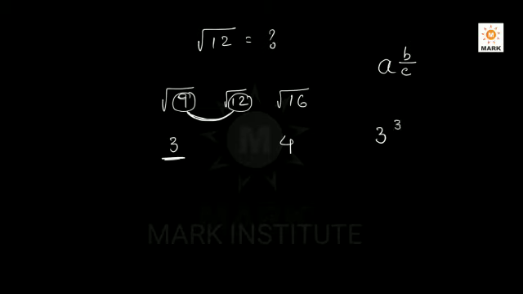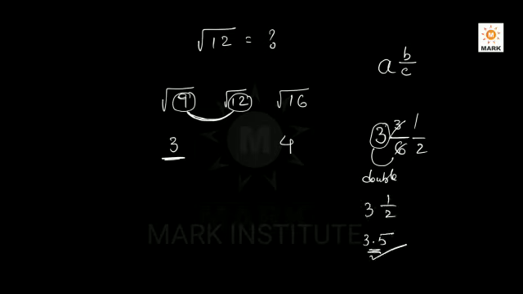Now what is the number you have to write in the place of c, that means the denominator part? Whatever whole number you have taken, write the double of this number. Double of 3 is 6. So 3 by 6, and 3 by 6 can also be written as 1 by 2, so 3 1 by 2. The approximate square root of 12 is 3.5. Now we will go with one more example, so you will understand in a better way.